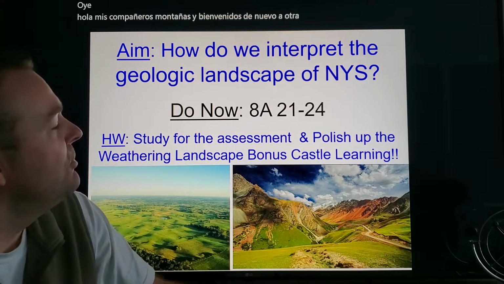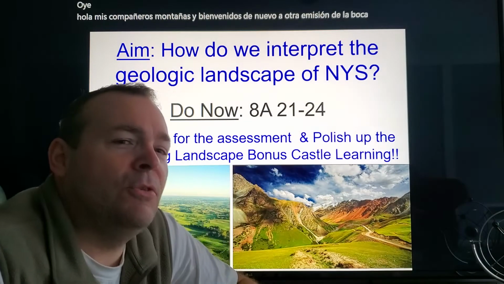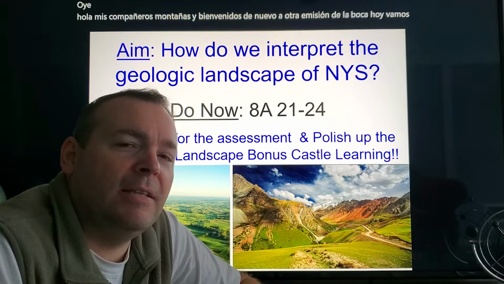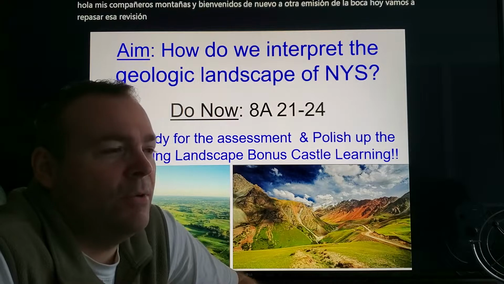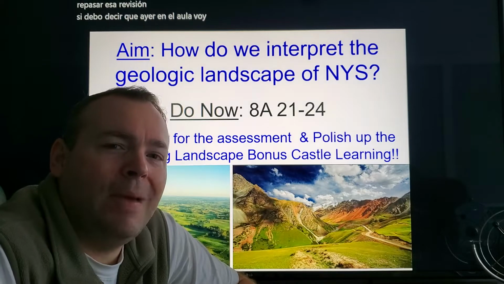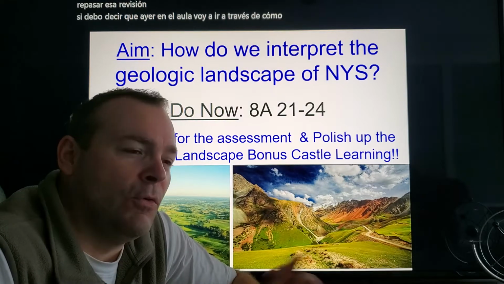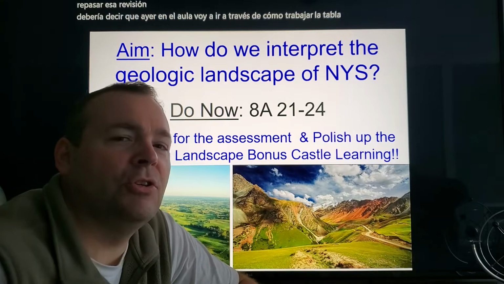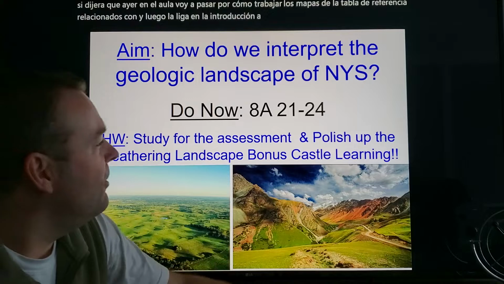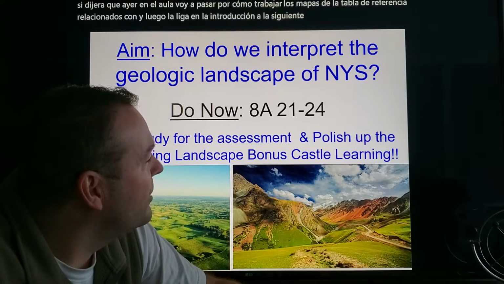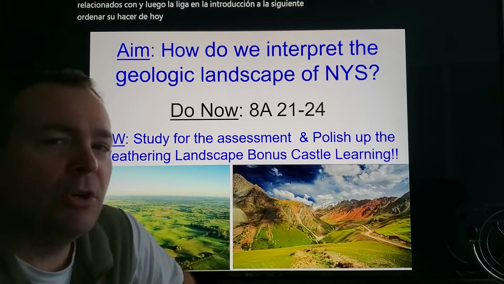Today we're going to go over that review sheet I had sent out yesterday in the classroom. We'll go through how to work the reference table maps. You have to overlay the two, and then I'll give you an introduction to the next one. But first, let's start out. Today's Do Now is from Astronomy 8A, numbers 21 to 24.